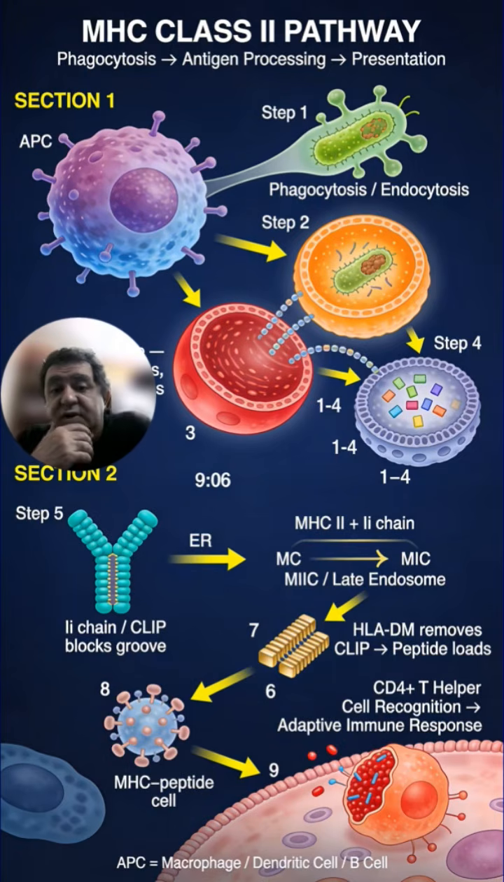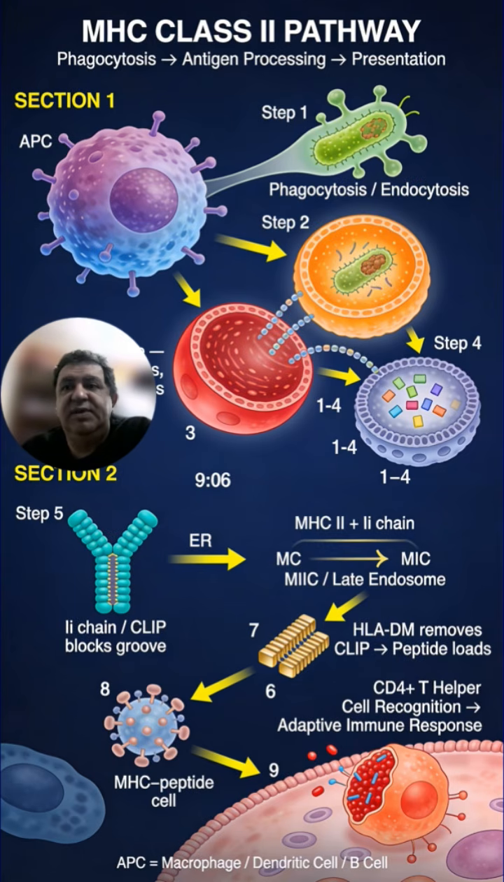So in the previous video, we talked about MHC Class I, which is basically a way to deal with pathogens which are in the cytosol, inside the cell. Now we're going to be talking about major histocompatibility complex type 2, or MHC Class II, which deals with pathogens which are phagocytosed. So they're outside, basically.